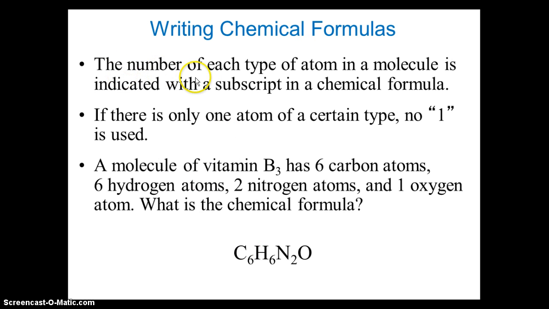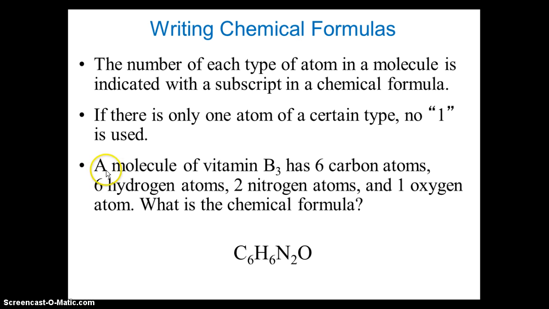The number of each type of atom in a molecule is indicated by a subscript in a chemical formula. If there is only one atom of a certain type, the number 1 is used.